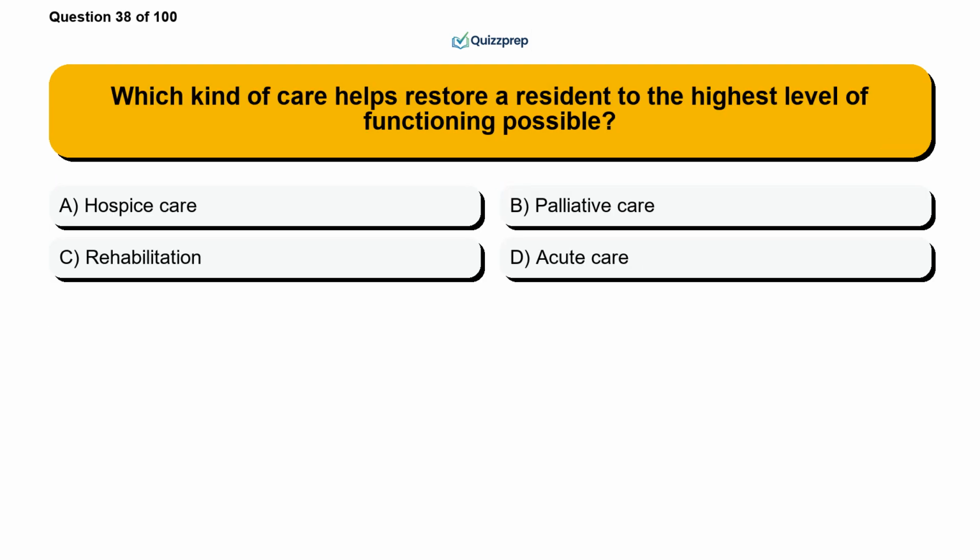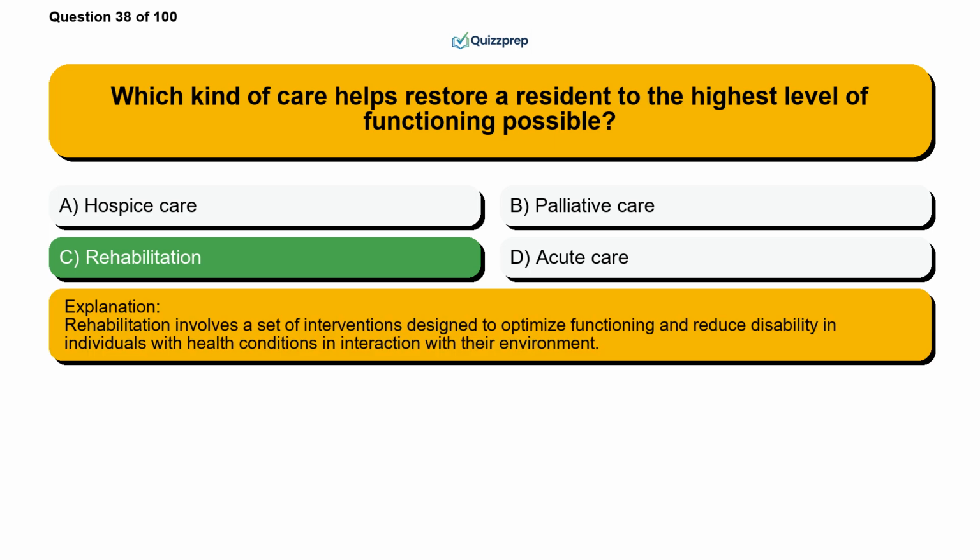Question 38. Which kind of care helps restore a resident to the highest level of functioning possible? Option A, hospice care. Option B, palliative care. Option C, rehabilitation. Option D, acute care. The correct answer is option C, rehabilitation. Rehabilitation involves a set of interventions designed to optimize functioning and reduce disability in individuals with health conditions in interaction with their environment.